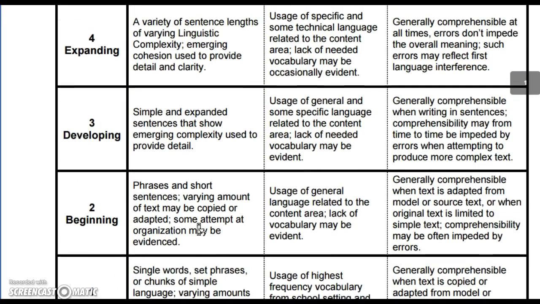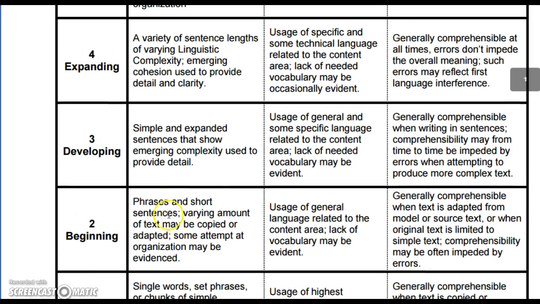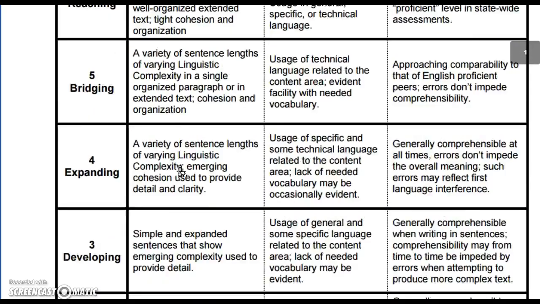At level 2, students are beginning to use phrases and short sentences of their own design, although some of it still may be copied. Students at level 2 are also beginning to organize their writing into somewhat of a cohesive whole. So they're not just writing sentences separate from each other, they're starting to link their sentences up and create a whole short paragraph. At level 3, you'll see simple and expanded sentences with some complexity and some detail, very similar to the speaking rubric.